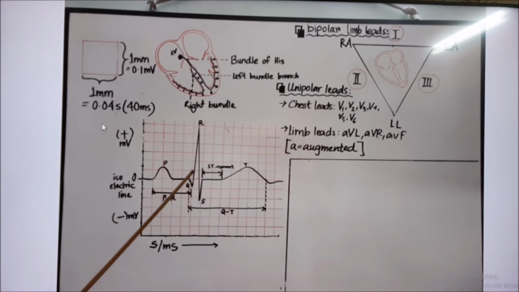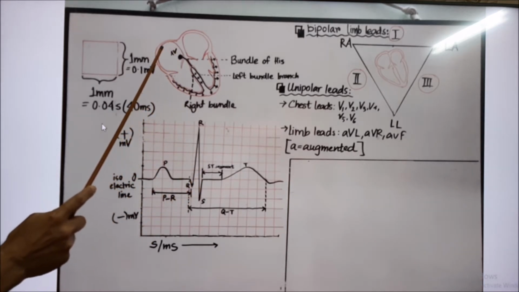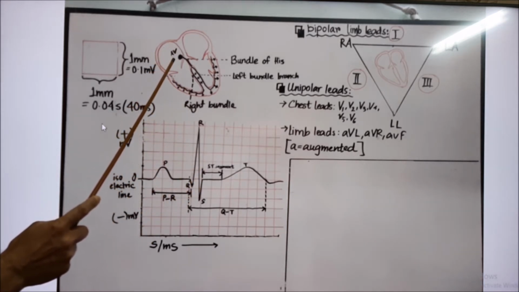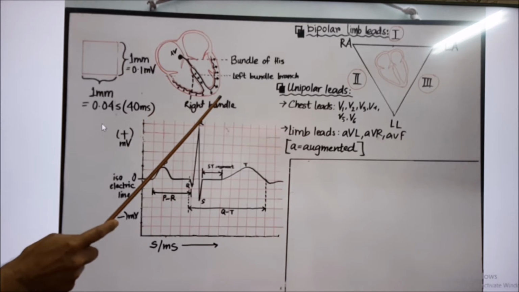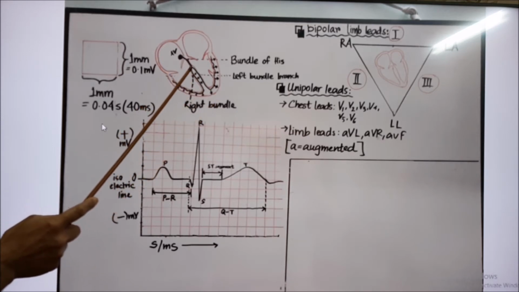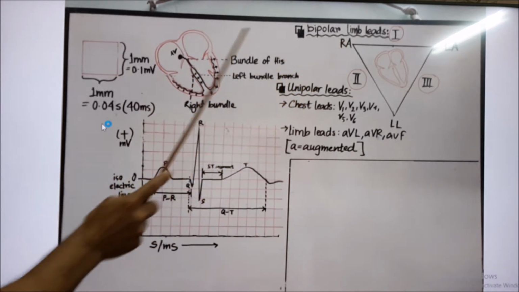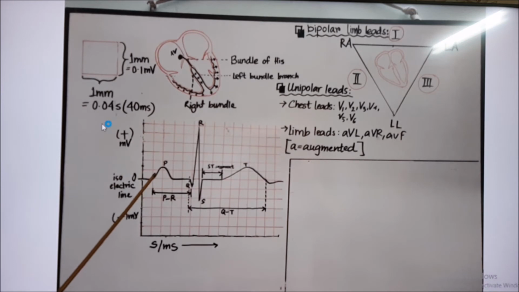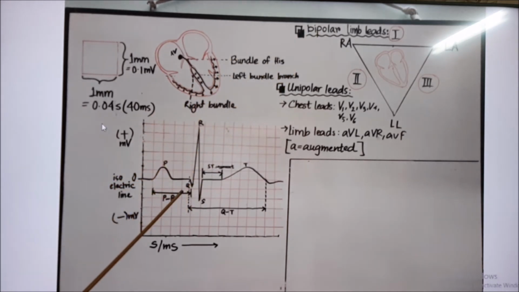Now, why is there a downward deflection? You go to this place. Here is the SA node, here is the AV node. When the impulse transmits from the AV node towards the apex, any impulse going towards the lead, this is the lead, gives an upward deflection. And an impulse going away from the lead gives a downward deflection.